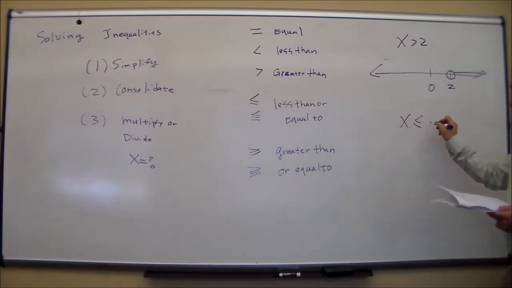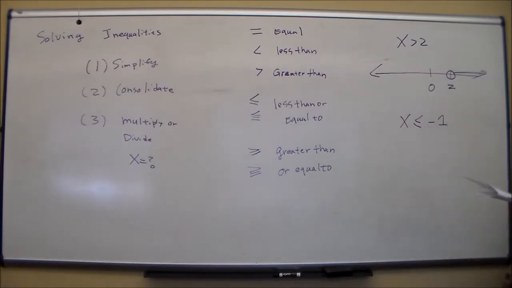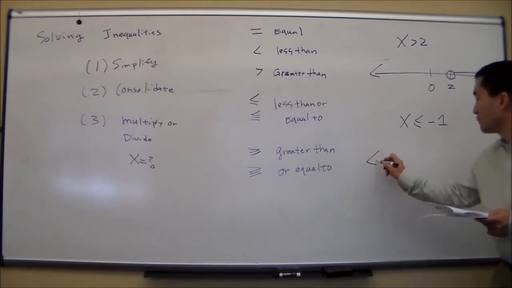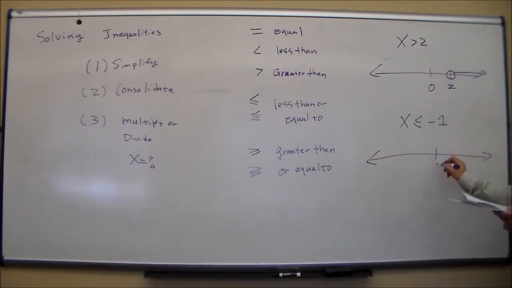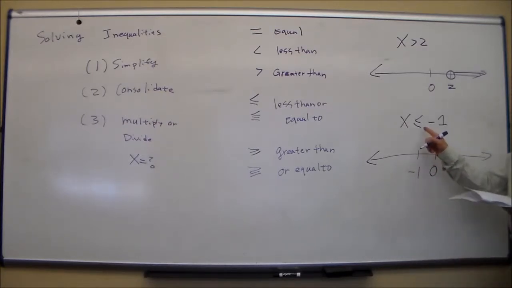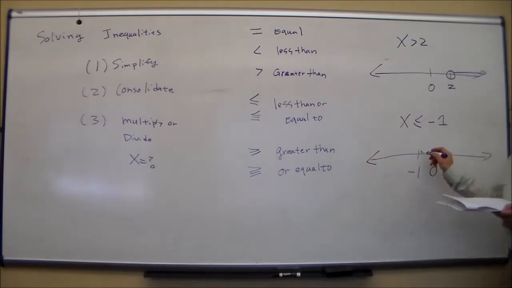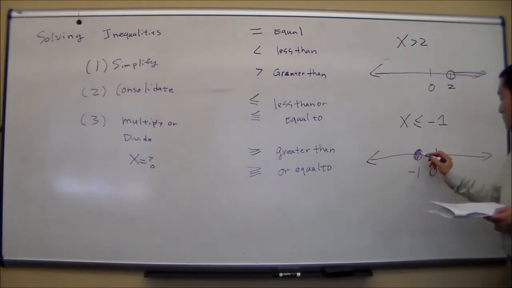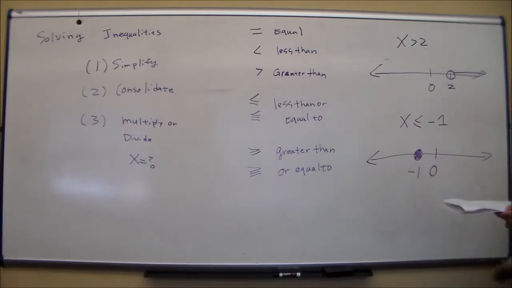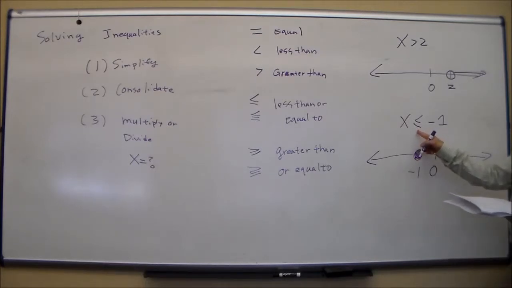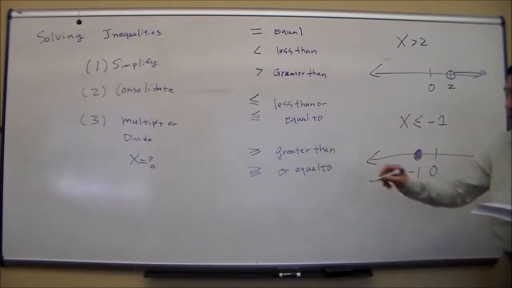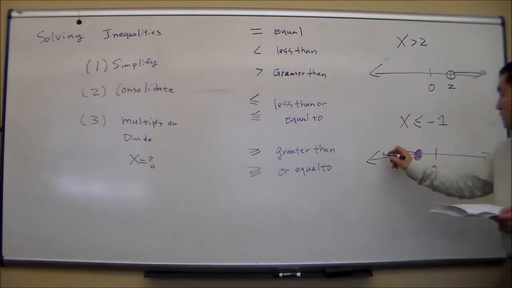Similarly, say x is less than or equal to -1. How do you draw that on the number line? Well, 0 is here, so -1's over here. To represent less than or equal to or greater than or equal to, either one of these, it's a filled in circle. And then since it's less than -1, less than means to the left, so I'm going to draw the arrow to the left.